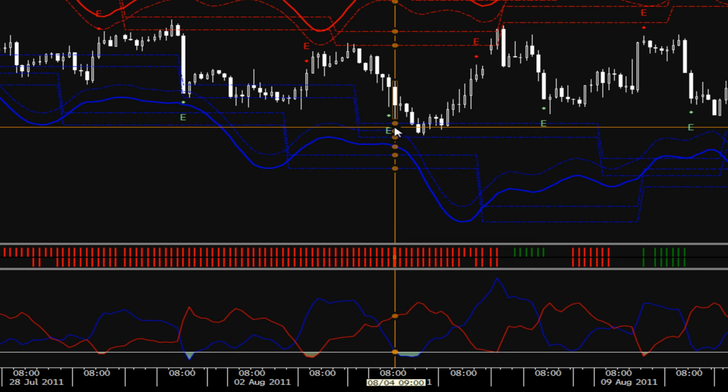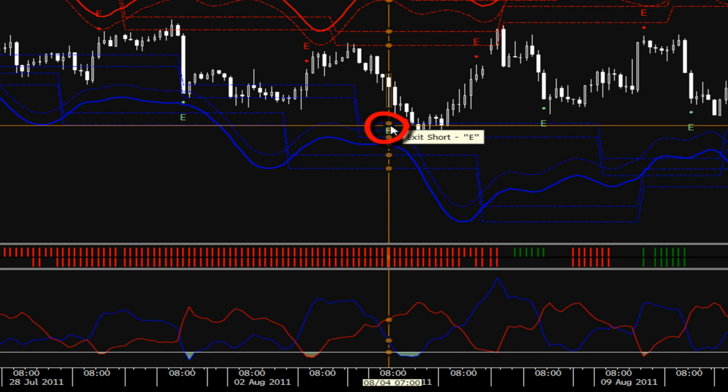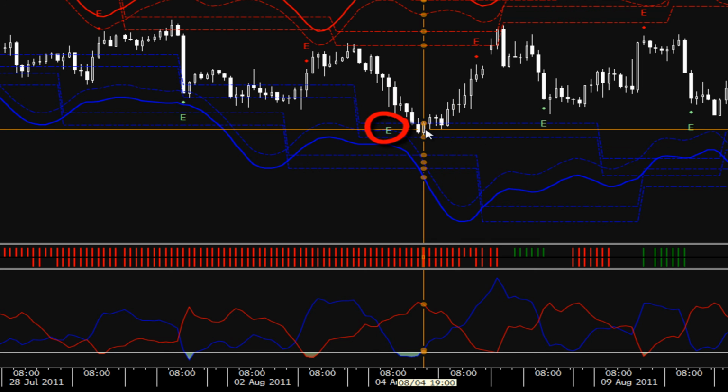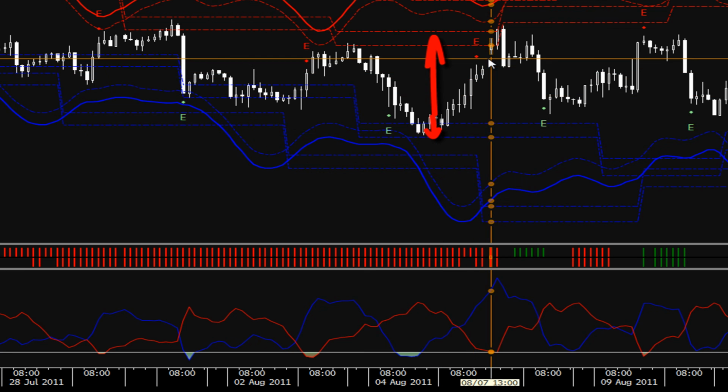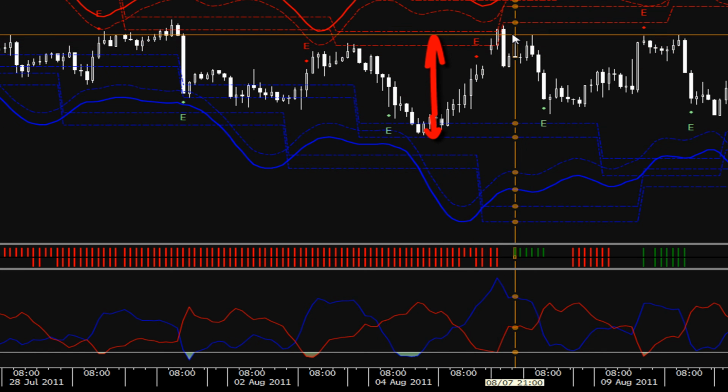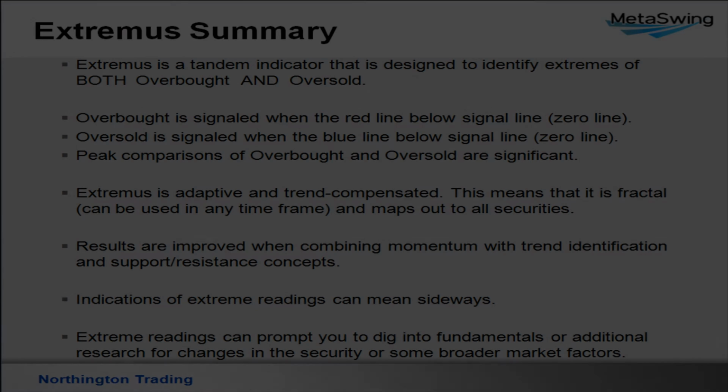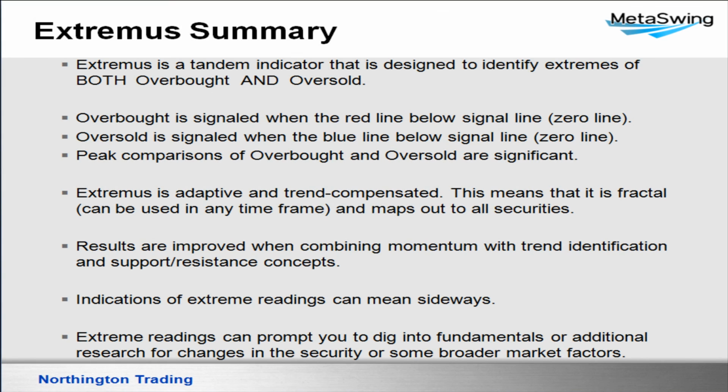Carrying our example forward, we have an indication of an extreme low. If you wait until support, again applying the risk reward, you have approximately 5-to-1. You weren't stopped out, and you hit your target and then some. Here's a summary of best practices for Extremis and some of the concepts that we've covered in this video.